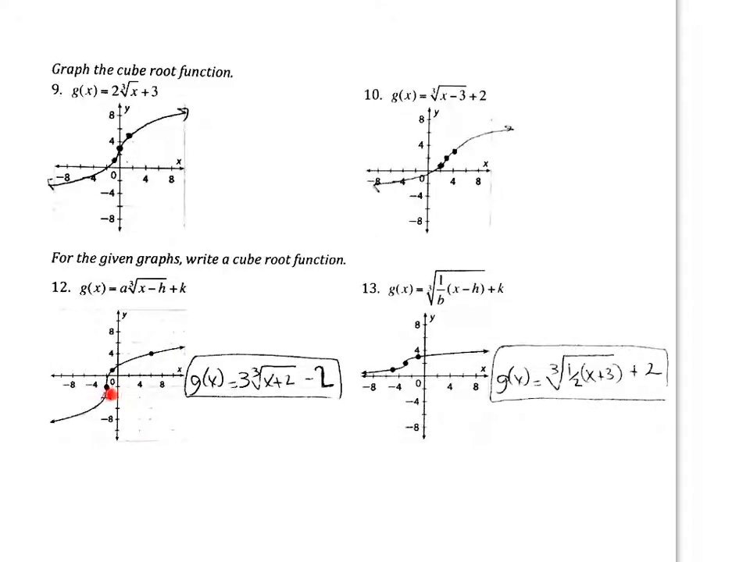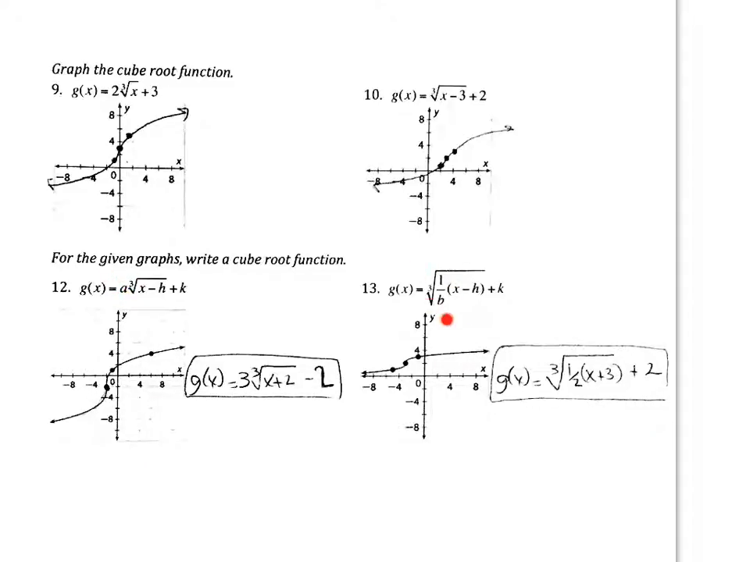One goes this way, one goes that way. So that point right there is negative 2, negative 2. So I did that. They went over 1, up 3 to get their second point. So that's a vertical stretch of 3. And it tells you in the directions, they put an A there, which means it's a vertical stretch.